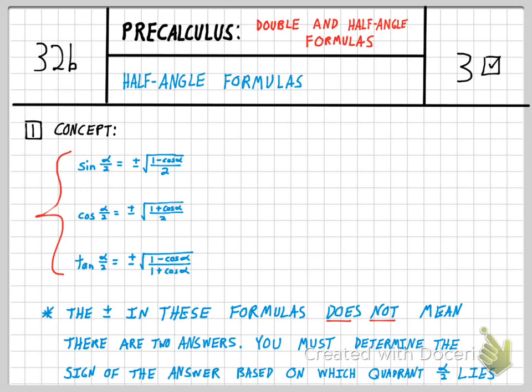Another side note here, the plus or minus, unlike what you've seen before, does not mean 2 different answers, but it's rather a plus or minus. And that's something you're going to have to decide depending on what quadrant the angle in question lies in. So there'll be certain cases where the alpha over 2 angle will be in the first or second quadrant, or the third quadrant, and then depending on that quadrant, you're either going to attach a plus or a minus. But that's part of answering these questions, is thinking about where your final answer lies.